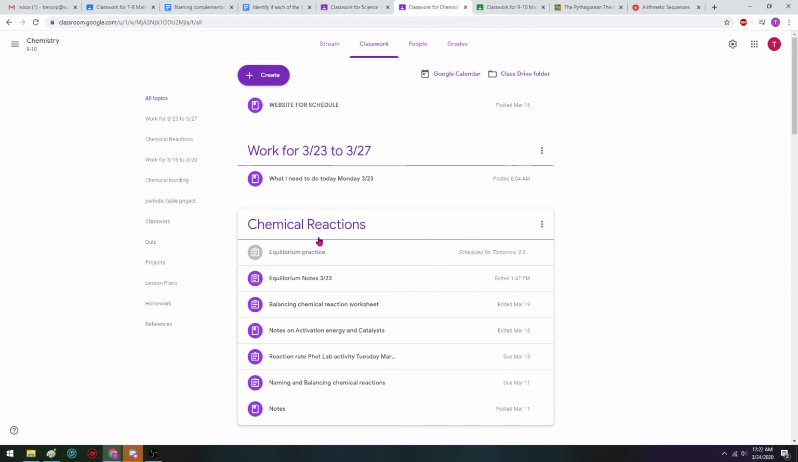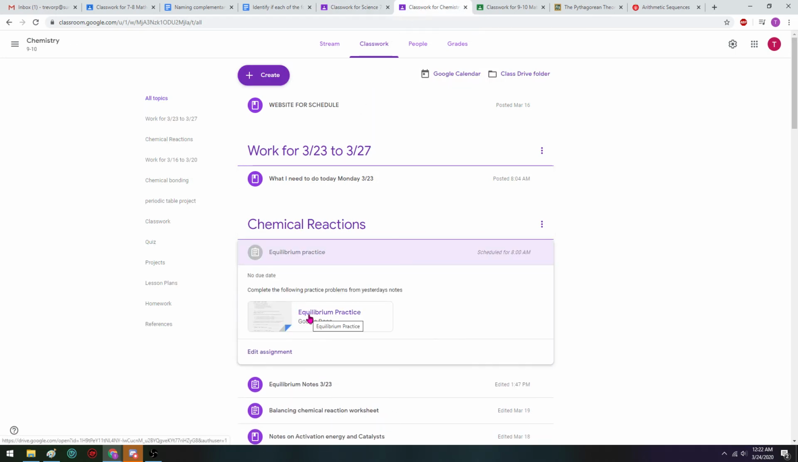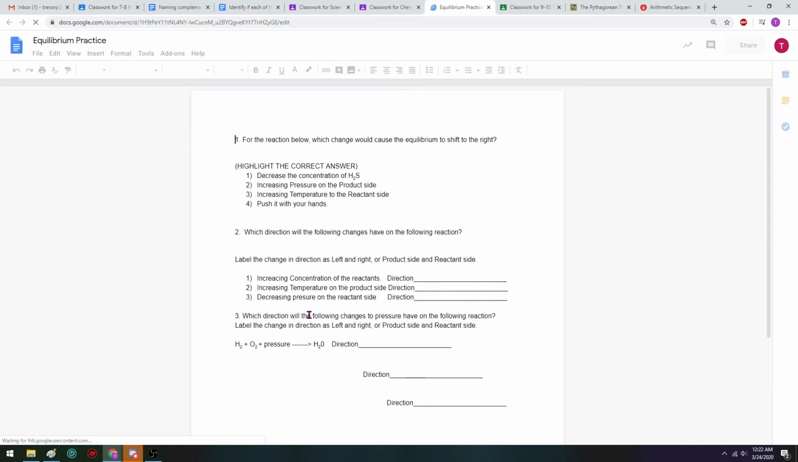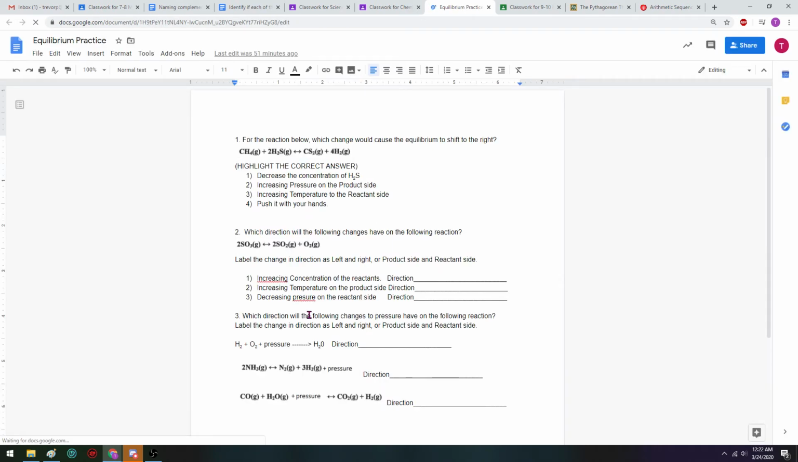For 9-10 chemistry, you guys have an equilibrium practice to do. You guys will be looking at our notes from yesterday and answering the below questions.